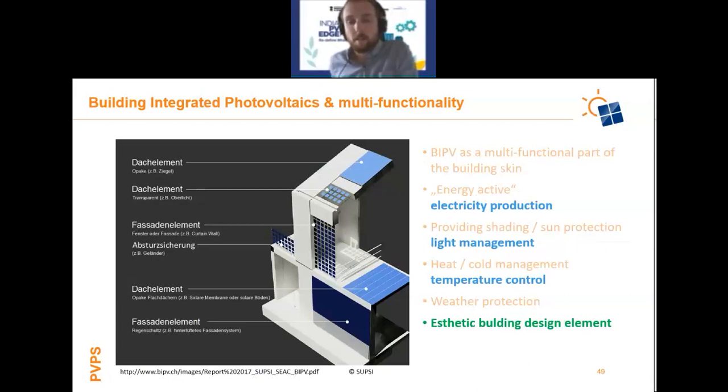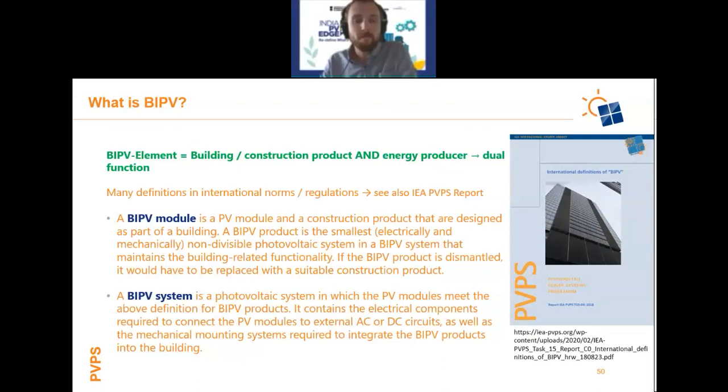When talking about building integrated photovoltaics, we are talking about a multifunctional technology as a part of the building skin, enabling not only the energy-active part of PV, the electricity production, but also other functionalities for the building and the built environment, such as providing shading or sun protection, heat and cold management, weather protection, and above all, PV used as an aesthetic building design element, thus increasing acceptance for large-scale penetration of PV in the built environment.